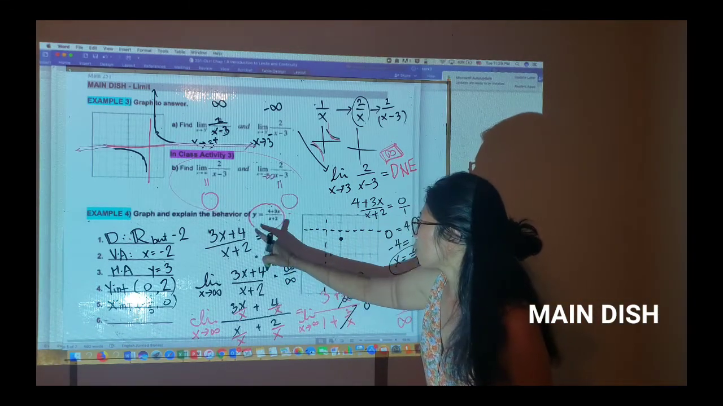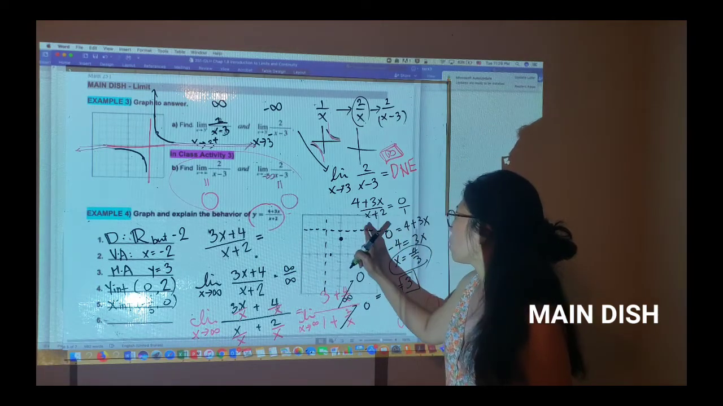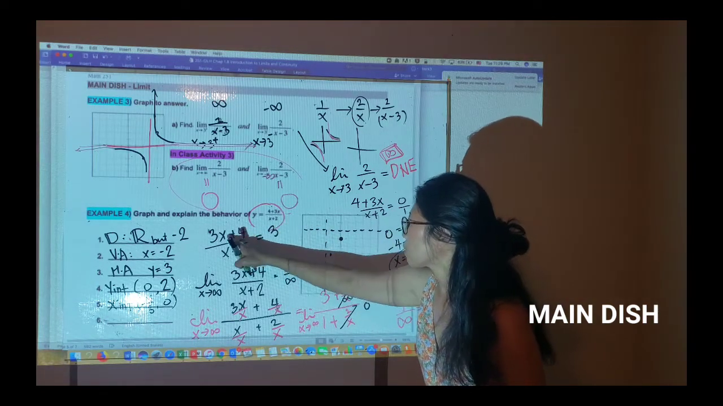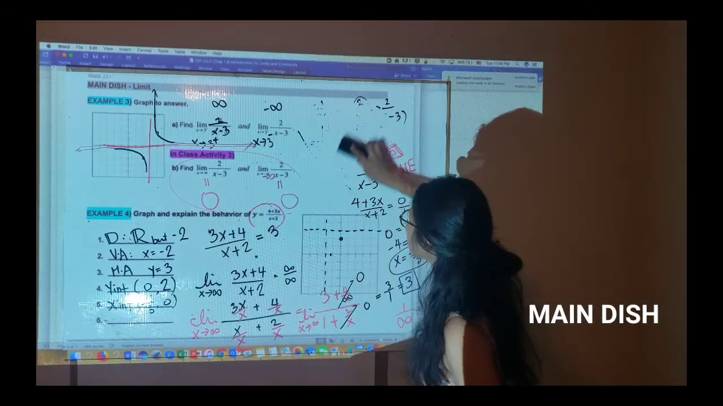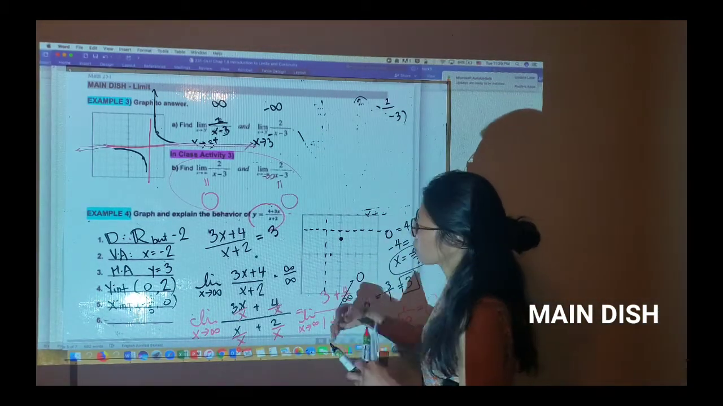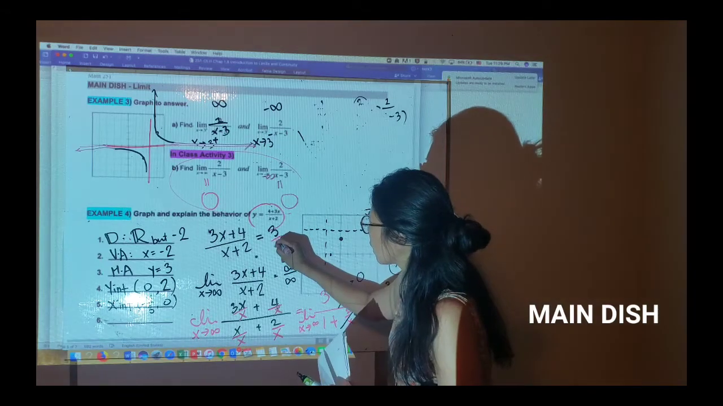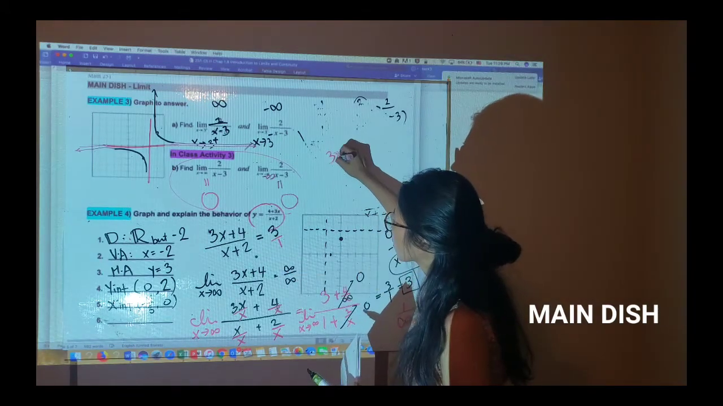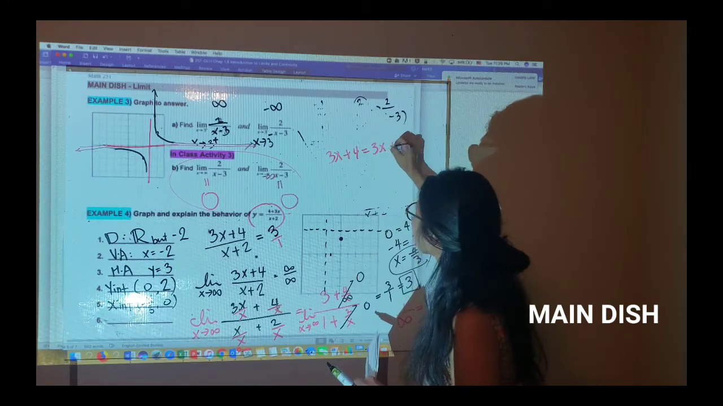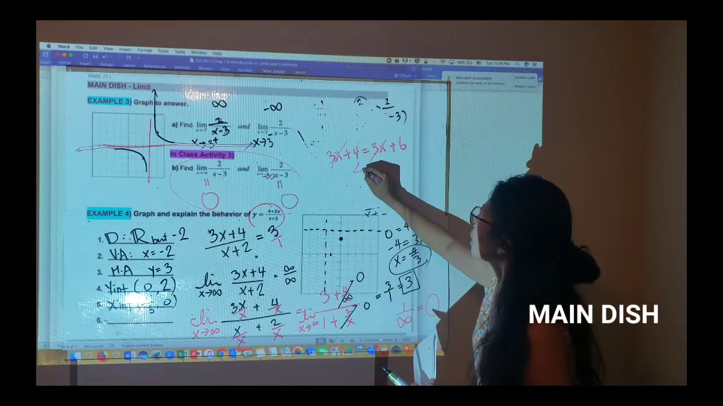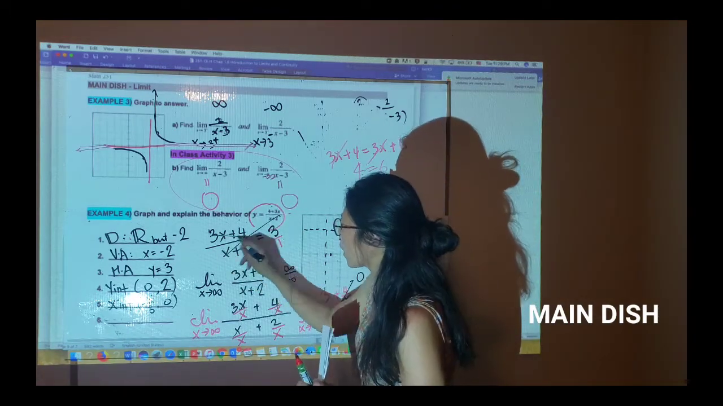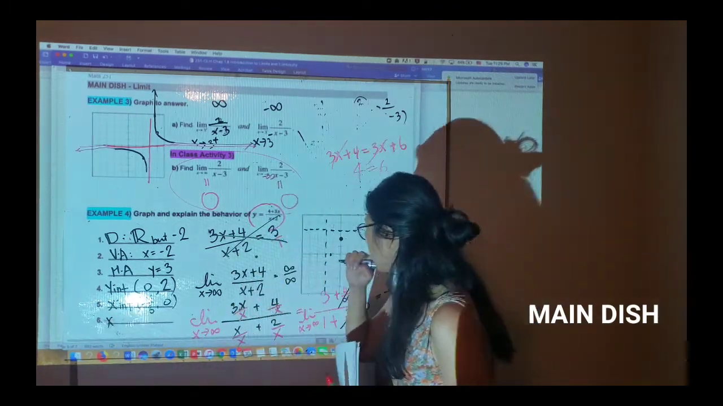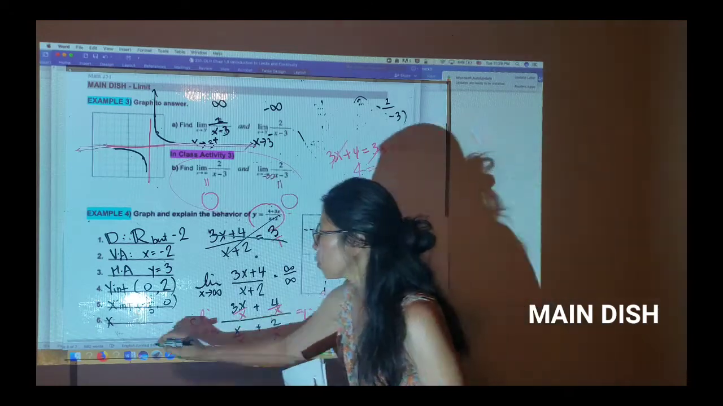So let's try to see if your function is going to equal 3. Are there any x values? So let's try to compute quickly here. By cross multiply, I get 3x plus 4 is equal to 3x plus 6. If I cancel out, 4 is equal to 6. 4 is not 6. So there's no such x crossing the horizontal asymptote, so there's no crossing.